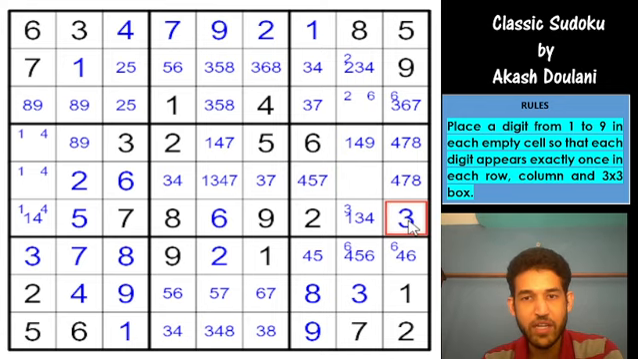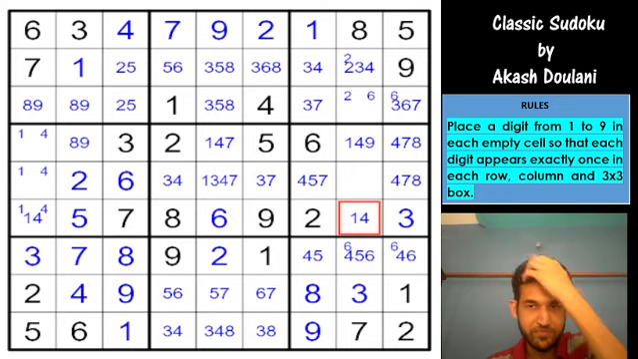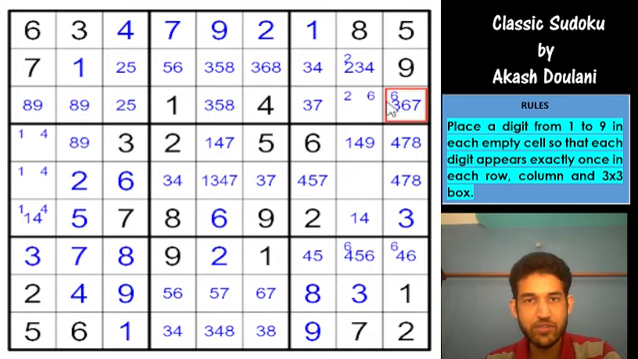Because of this 3, you can't have 3 here. So that's not 3. That's a 1 and 4. So because of the 3 here, this becomes a 6 and a 7.